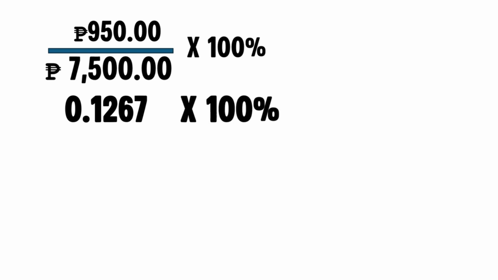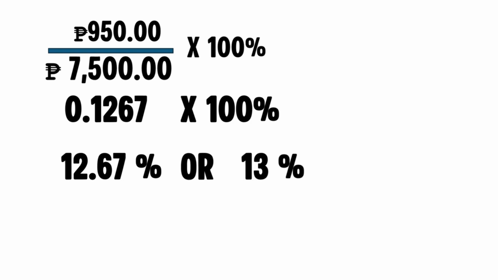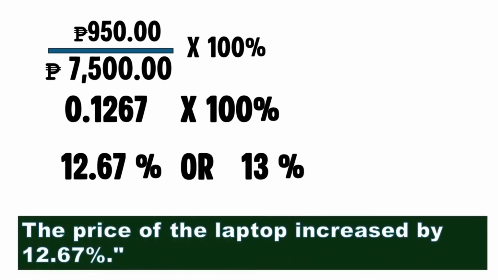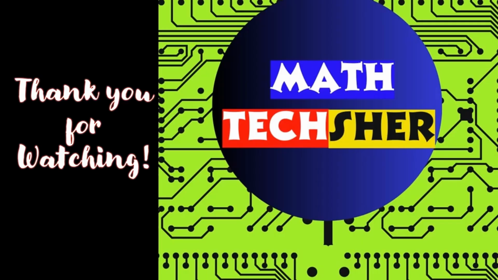Okay, to get the percentage, we multiply it by 100. So 0.1267 times 100% is equal to 12.67% or 13%. The price of the laptop increased by 12.67% or 13%. Okay, so that is how to compute the original price and the percentage increase.